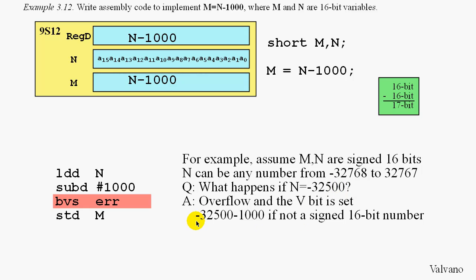The answer is, when we take negative 32,500 and subtract 1,000 from it, we should have gotten the result of minus 33,500. But this number doesn't fit into this range. This number is not a signed 16-bit number. Therefore, an error occurs, overflow, and the V bit will be set. We have the option of testing for this overflow condition by using the branch if V set. So after an arithmetic operation on 16-bit numbers, this branch would occur if an overflow occurs.